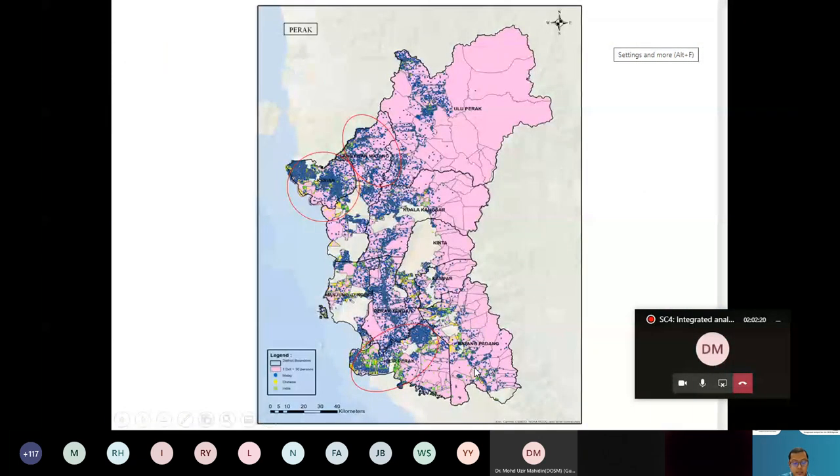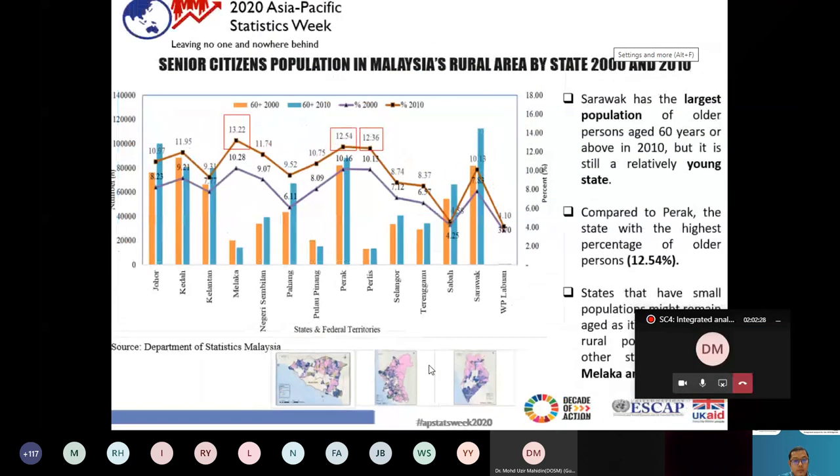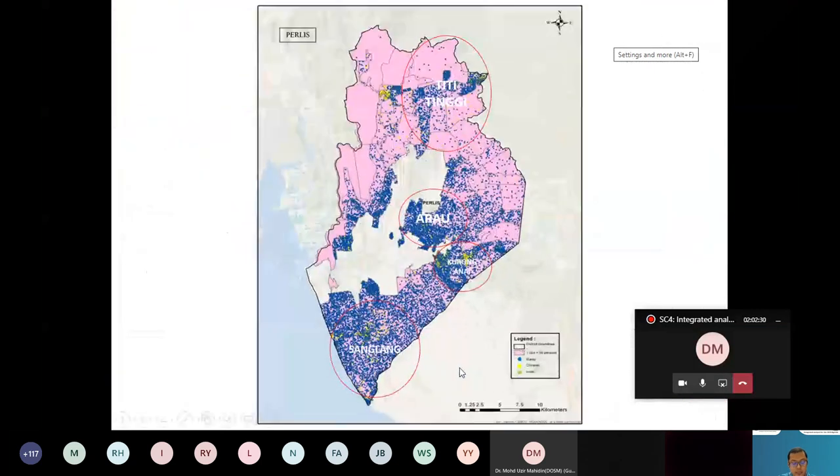For Perak, the three districts that recorded the highest number of senior citizens were Hilir Perak, Kerian, and Larut dan Matang. Meanwhile, in Perlis, the population of senior citizens was mostly distributed in the sub-districts of Sanglang, Titi Tinggi, Kurong Anai, and Arau.